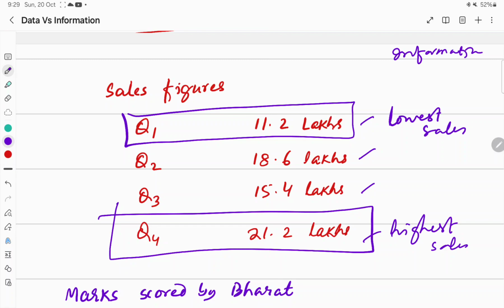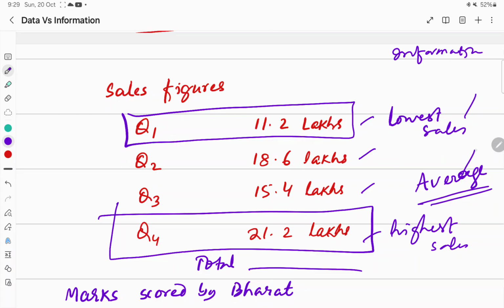From this also we can calculate the total sales. We can sum up this one and we can get the total sales. We can also calculate the average sales. So all this collected from this data, lowest sale or average sale or highest sale or total sales, that is information.